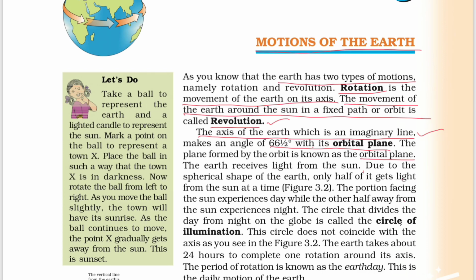And the next point here is, due to the spherical shape of the Earth, only half of its side gets light from the Sun at a time. So the portion facing the Sun experiences day, while the other half which does not face the Sun experiences night. The circle that divides the day from night on a globe is called the circle of illumination.